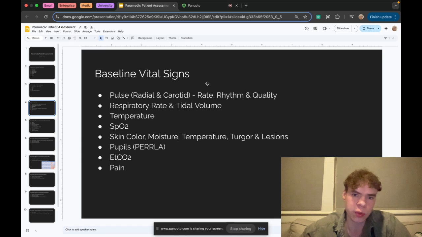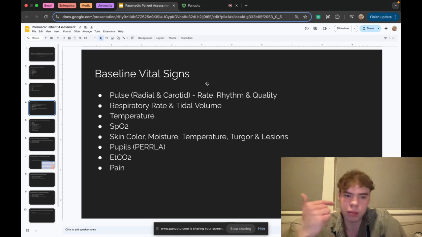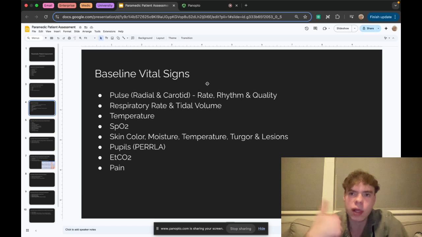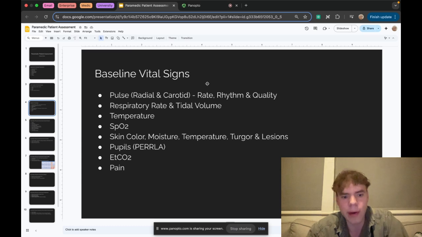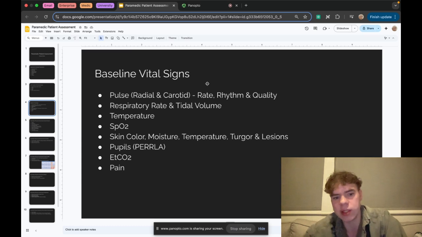End-tidal CO2 is another vital sign that can be measured by putting capnography on. It's a way to basically just measure the amount of carbon dioxide a patient is exhaling, which is another thing that's good to know.